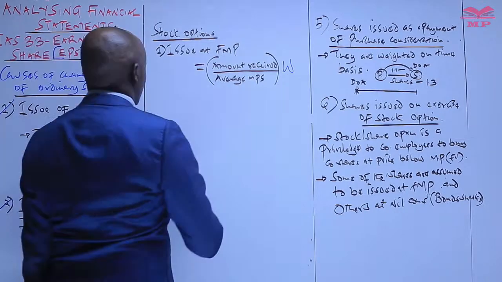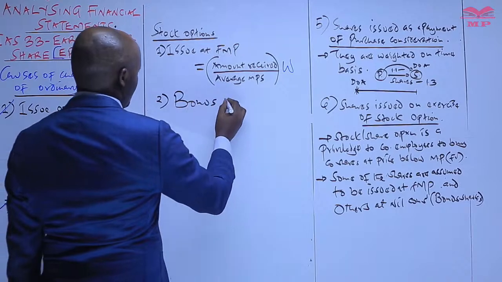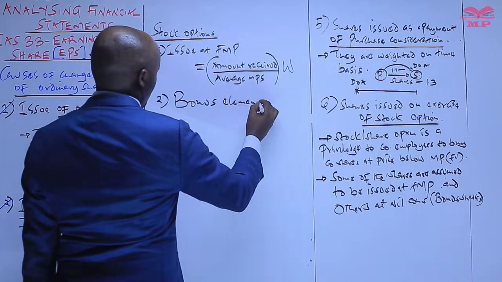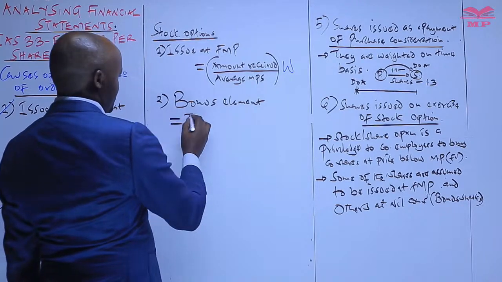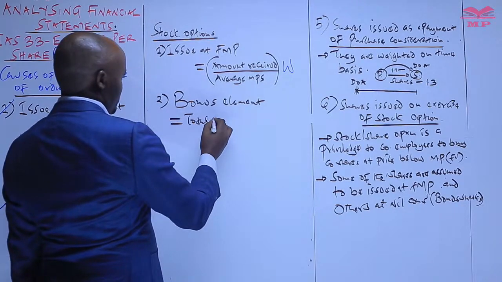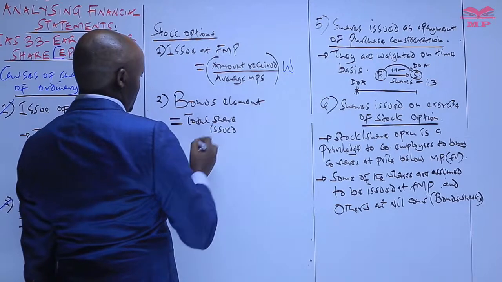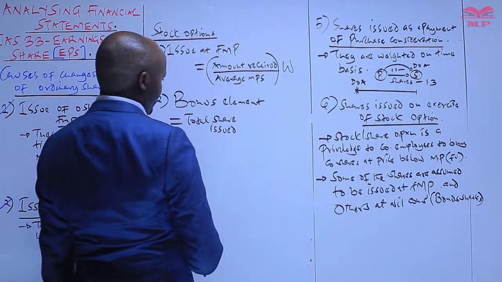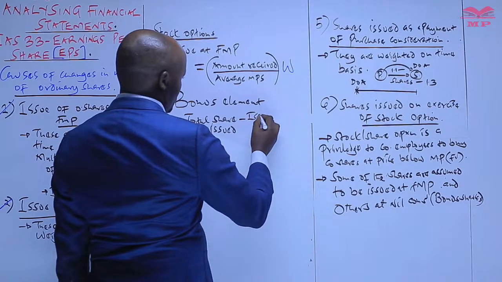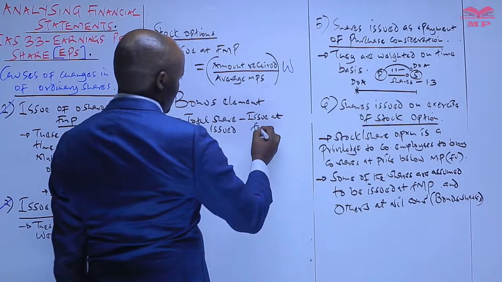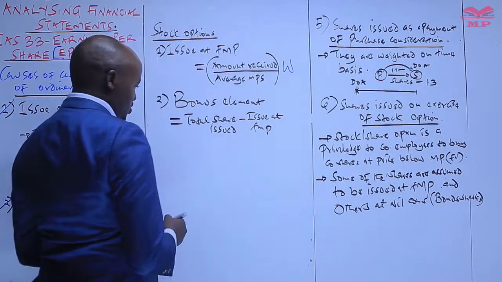12. And number 2, we determine the bonus element. Bonus element, these are shares which are issued free of charge. And this is the formula which we use. First of all, take the total shares which were issued to the employees of the company, and then deduct issue at full market price. So the shares which were issued at full market price.